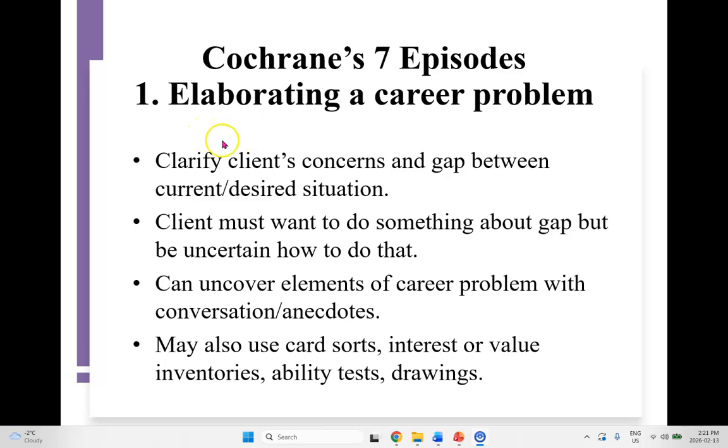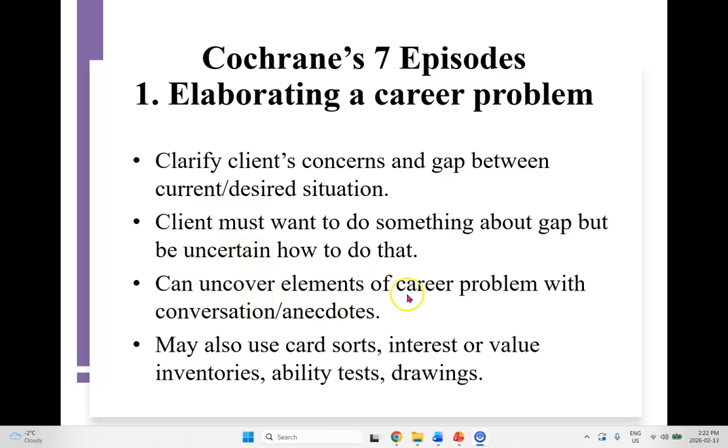So step 1 is elaborating the career problem. So clarifying the client's concerns and the gap between their current and desired situation. Again, this fits very nicely with common assessment because we want to find out, what are the client's concerns? What is it that they're aiming for? What do they see as their barriers? That's all part of the common assessment model. And of course, the client has to want to do something about that gap or that barrier, whatever they're encountering. But in working with them, they're uncertain how to do that. That's why they're sitting in front of you.